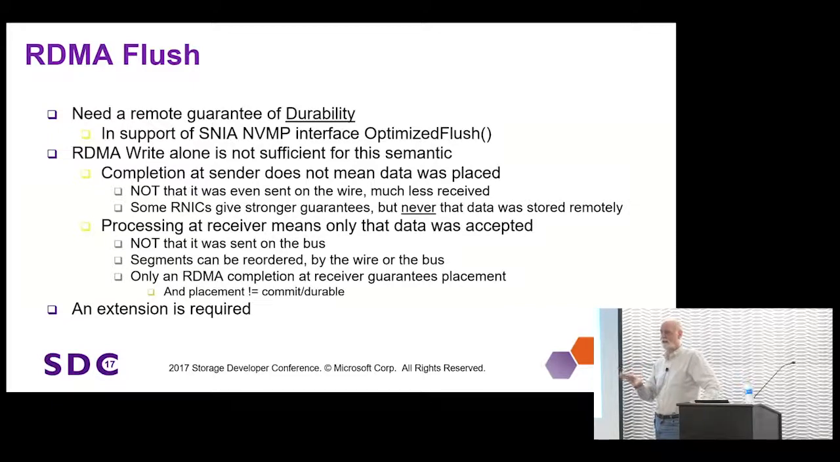The Intel DDIO drops data into the CPU's last level cache on purpose. Right? It does not send it to the memory controller. And so that flush is a critical step.